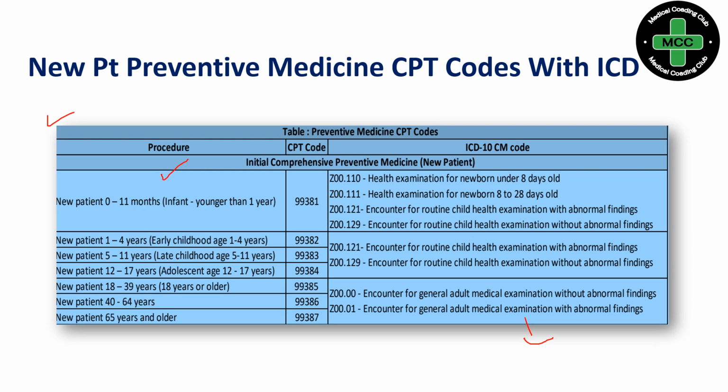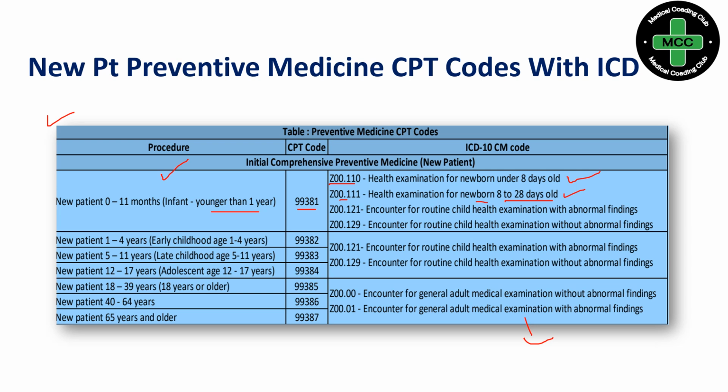So new patient 0 to 11 months, that is younger than 1 year. If you see 99381, we have almost 4 codes. In that, Z00.110 is health examination of newborn under 8 days old. So when the patient is a baby under 8 days, we will code Z00.110. And if the patient is a newborn 8 to 28 days old, somewhere between 8 days to 28 days, we have to use Z00.111.